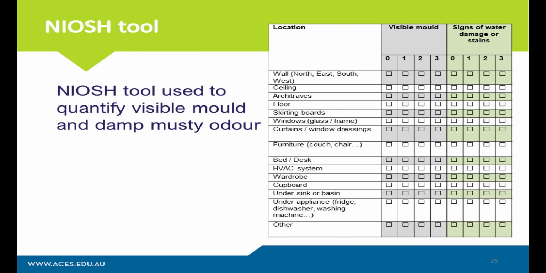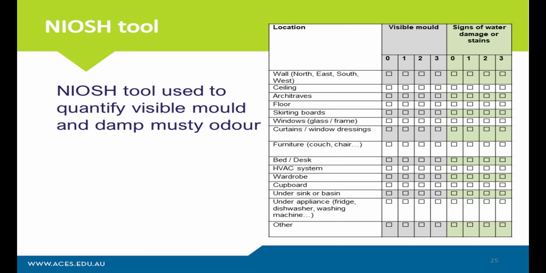If I tick 2, it means the visible mould was between the size of an A4 piece of paper and the size of an interior door. If I tick 3, it means the visible mould on the north wall of that house was more than the size of an interior door. So this is a quick way to quantify with a checklist for that room the visible mould there.